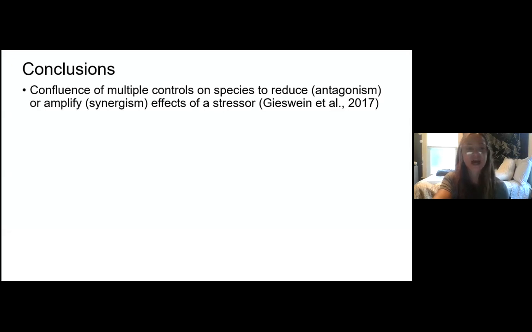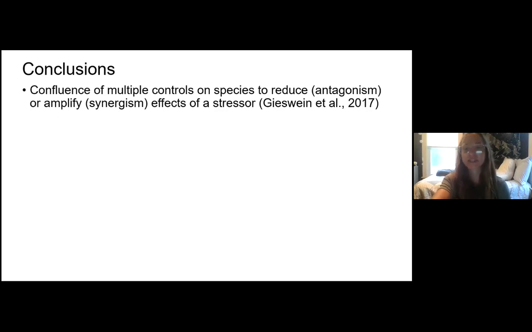The first is that there is a confluence of multiple controls on a species that can either reduce or amplify the effects of a single stressor. That was the purpose of the correlational matrices. They show that multiple abiotic variables can work together, because they're so significantly related at each site, in order to influence the presence or the absence of a species.